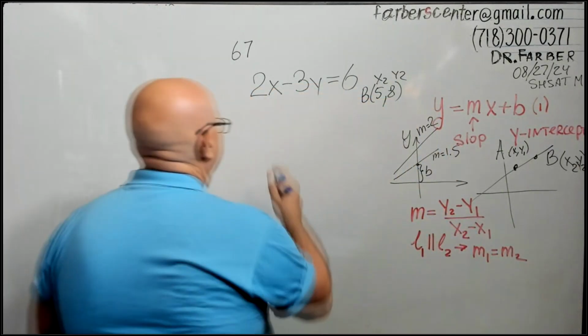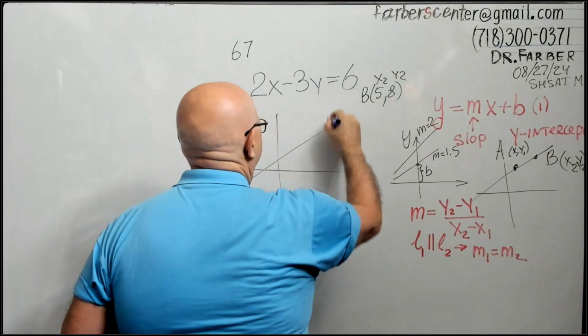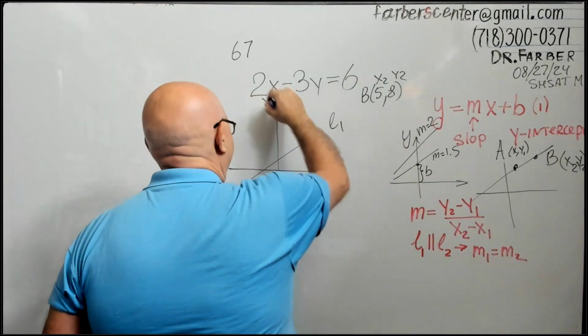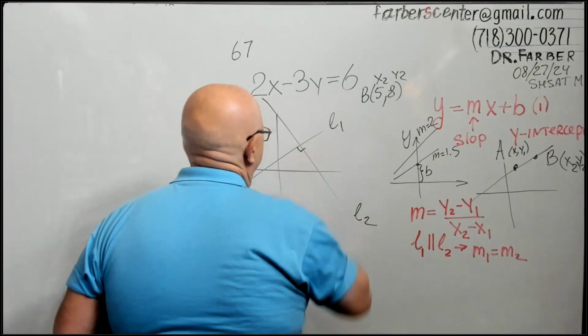And one more thing you're supposed to know is we have another condition. Pretend we have two lines. This is line 1. And this is line 2. And they are perpendicular.